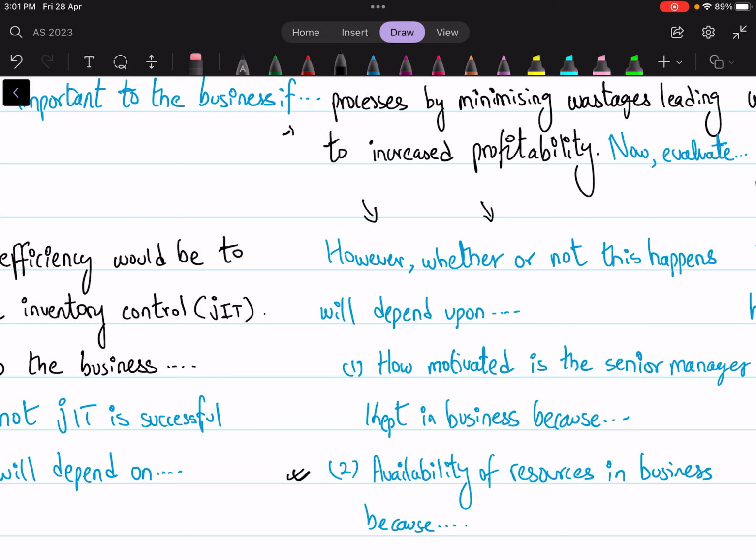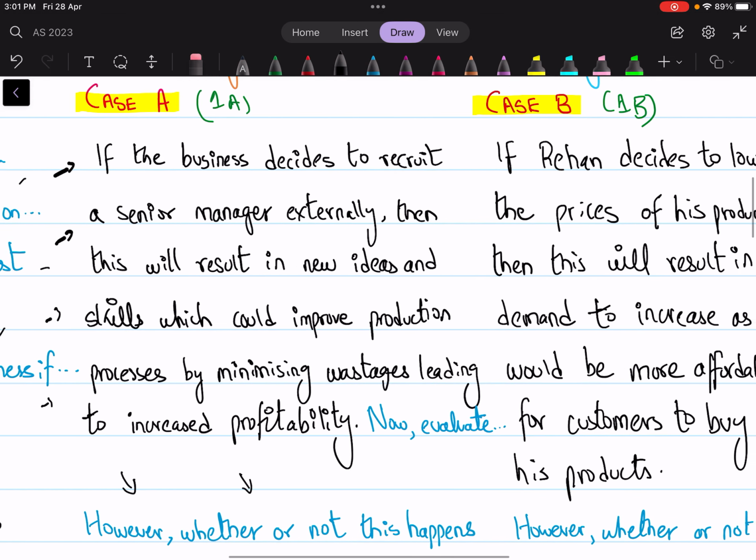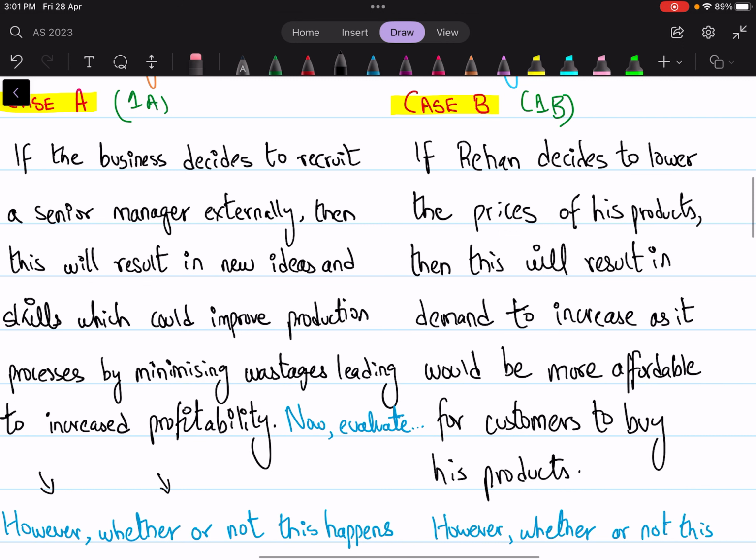And in order to further clear your understanding regarding evaluation, let me take you to another case, case B. Case B states, if Rehan decides to lower the prices of his products, then this will result in demand increasing and it will be more affordable for the customers to buy his products. And then you can continue with the chain of analysis if you want.